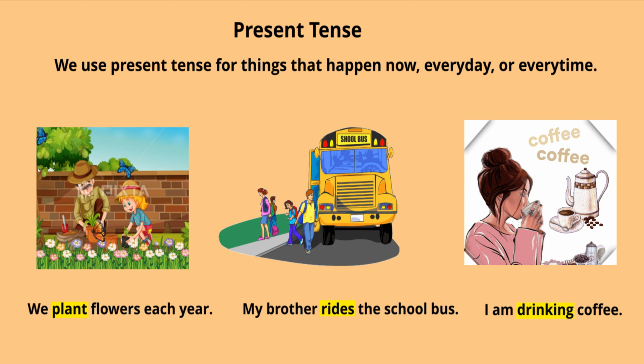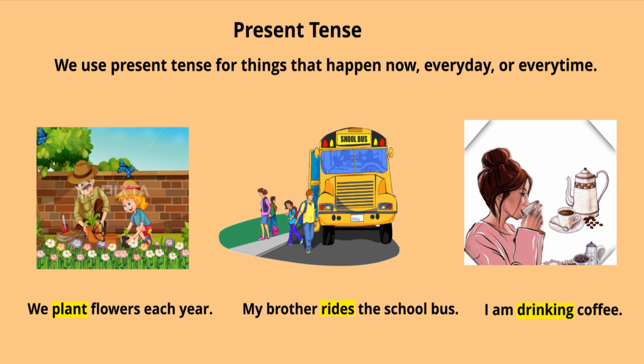In the second image, what do you see? You see a school bus. "My brother rides the school bus." That means her brother rides the school bus every day. So, rides here is the present tense. The verb you are using in the sentence is present tense.